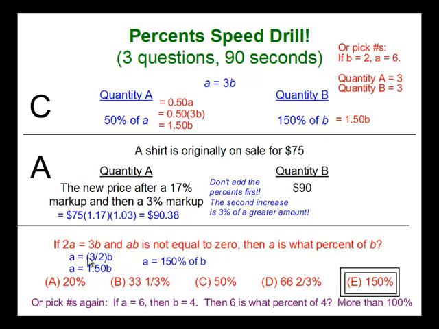Or you could pick numbers, right? If A is 6, 2A is 12, so 12 equals 3B, B would be 4. And the question is 6 is what percent of 4? You expect the answer to be more than 100%, and only 1 is here. So you wouldn't even have to calculate that exact percent.